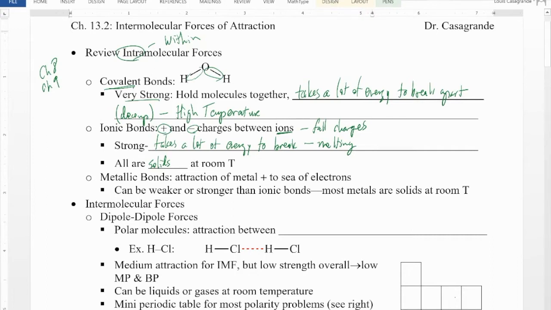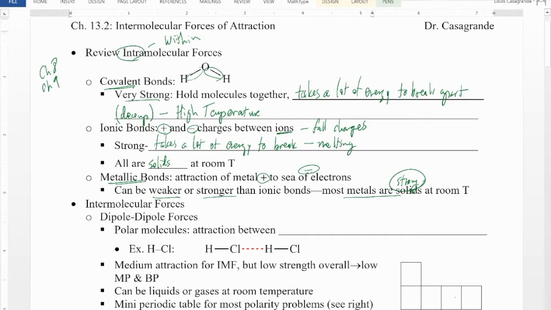And finally, for intramolecular forces, we've got metallic bonds. And metallic bonds are the attraction, if you remember, between the metal cation and the negative sea of electrons. And those forces can be weaker or stronger than ionic bonds, but they're generally pretty strong. And most metals are solids at room temperature. So that indicates strong bonds.